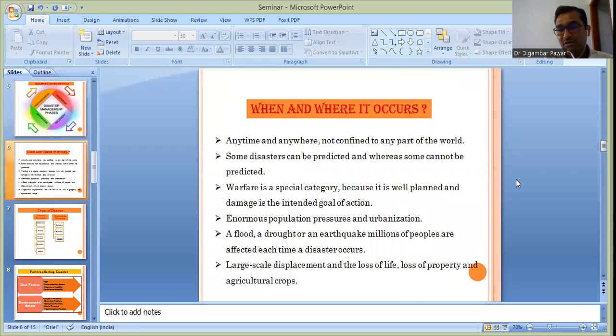When and where disaster occurs. It occurs anytime and anywhere, not confined to any part of the world. Some disasters can be predicted, such as floods and cyclones, whereas some cannot be predicted, such as earthquakes. Warfare is a special category because it is well planned and damage is the intended goal of actions. With enormous population pressure and urbanization, in a flood, a drought, or an earthquake, millions of people are affected each time a disaster occurs. Large-scale displacement and loss of life, loss of property, and agricultural crops.